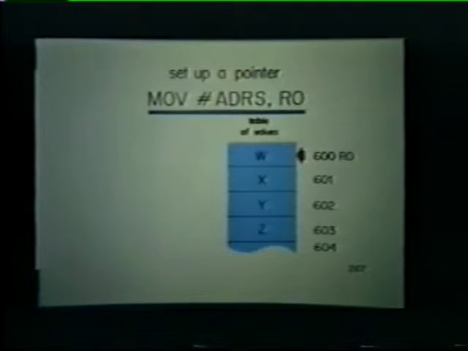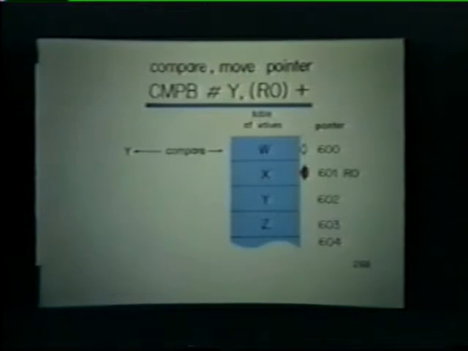The first step in implementing this program is to set up a pointer. Because we want to point to the first entry in the table of values, we use the move address R0 instruction to move the first address of 600 into R0, which then becomes our pointer. Next, we want to compare the entry with the known value y. After the comparison, we must move our pointer to the next entry in the table. We do this by using a compare byte number y R0 plus instruction.